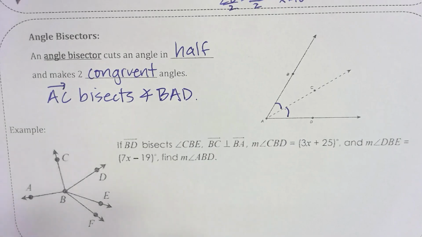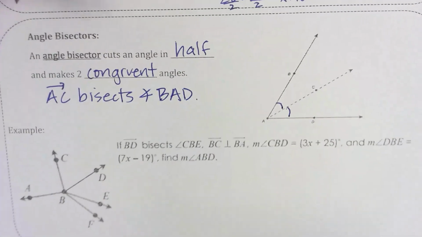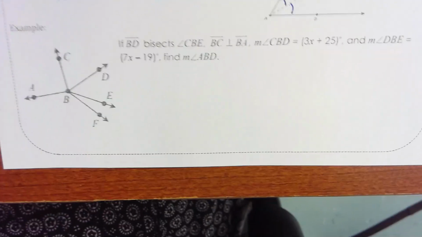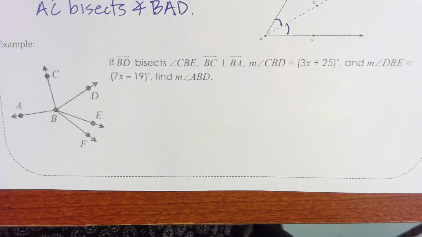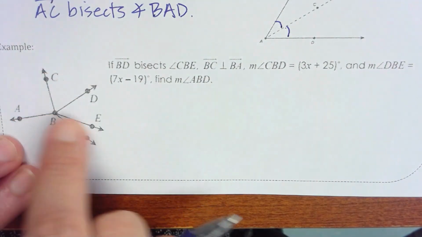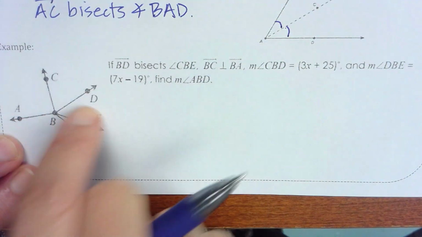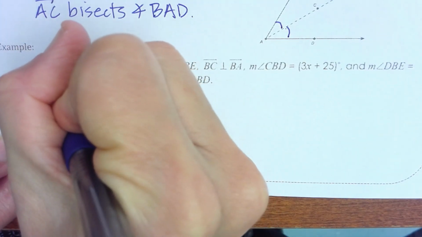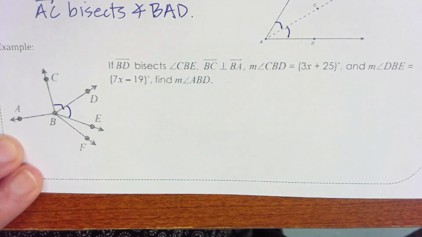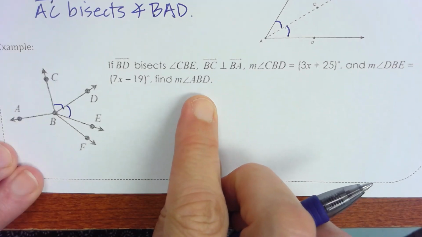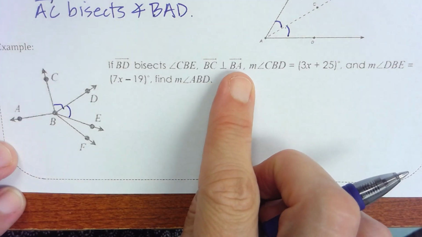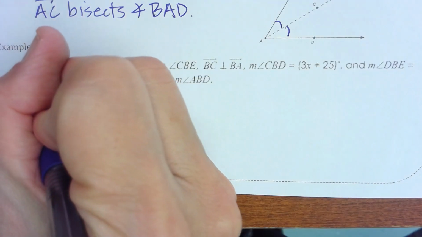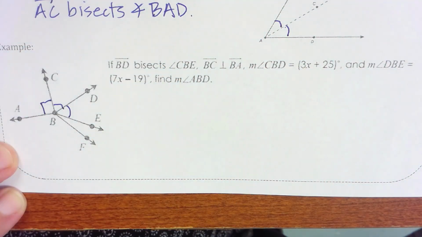Now I can apply this principle to different problems, and we've got a lot going on in the next one, so labeling is going to be very important. This says that ray BD bisects CBE, so it cuts CBE in half. So this angle and this angle will be congruent. So I'm going to mark them to show that. Ray BC is perpendicular to ray BA, so I'll mark that as well over here. I'll put a right angle.